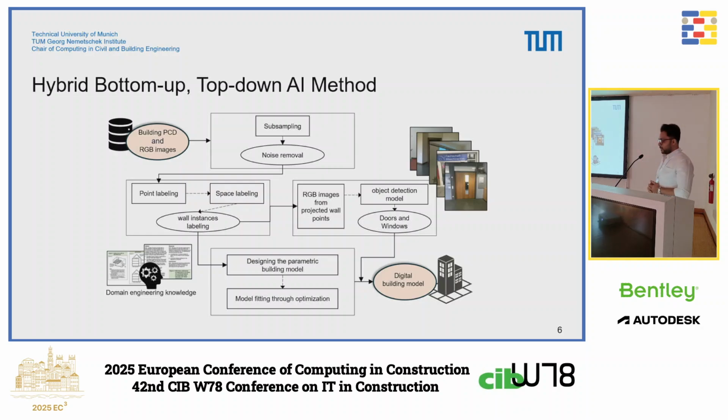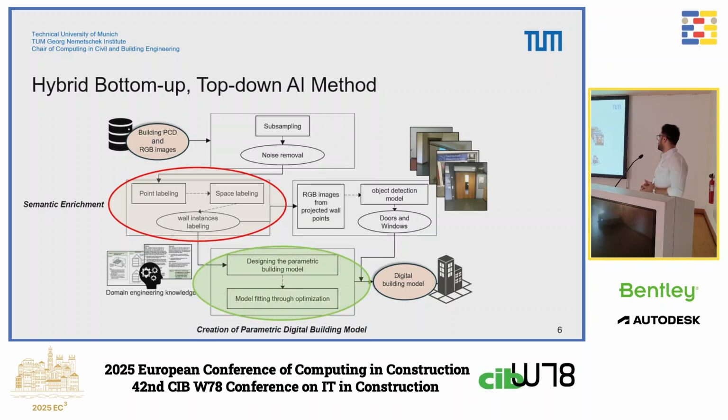For this, what we have proposed is a pipeline that integrates three main steps. First is the semantic enrichment. The second step is about creation of the parametric digital building model. And finally, it's about door and window detection to improve the level of development in the final digital twin model.